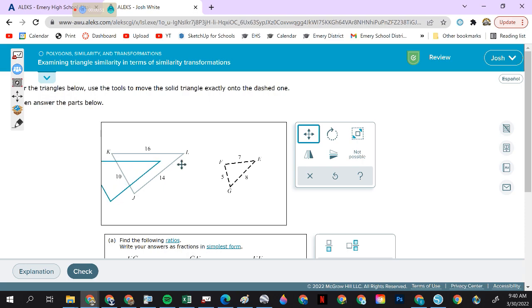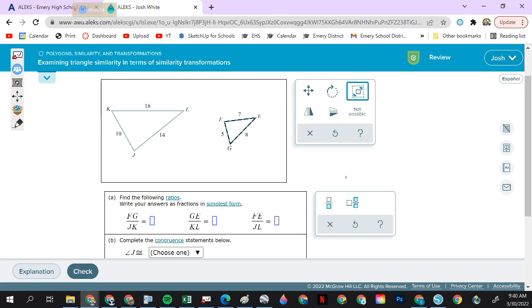So translate, we can slide it, and then if I need to, I can rotate, or I can dilate, change its size. I can reflect in either of those 2 directions. So for this one, I'm going to translate, and I'm going to rotate. Oh, I'm going to need to flip it. And then rotate. And then dilate. There we go.